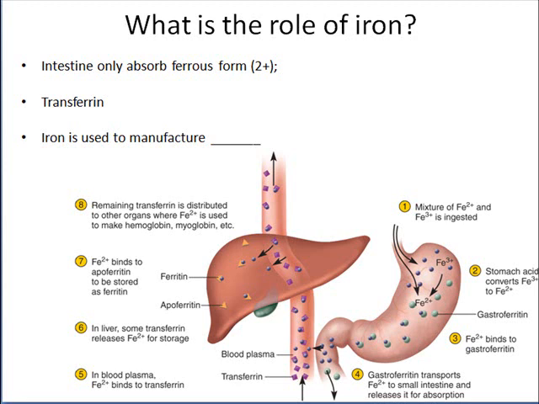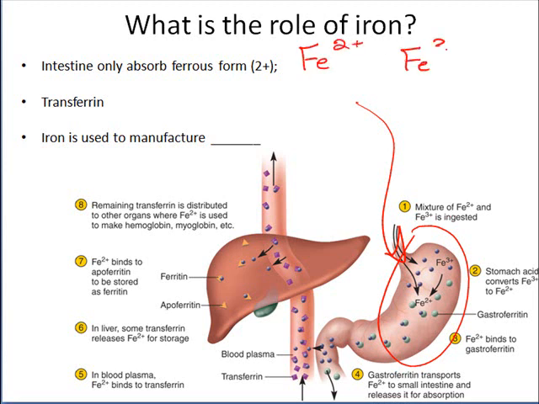So I want to look at how it is we get iron absorbed into our body so that we can utilize it in the manufacture of red blood cells. When you consume iron-rich foods such as red meat or spinach, for example, that iron enters into your stomach. Here's your stomach. And it can enter in two forms, either the Fe2+ form or the Fe3+ form. You'll remember this from inorganic chemistry.